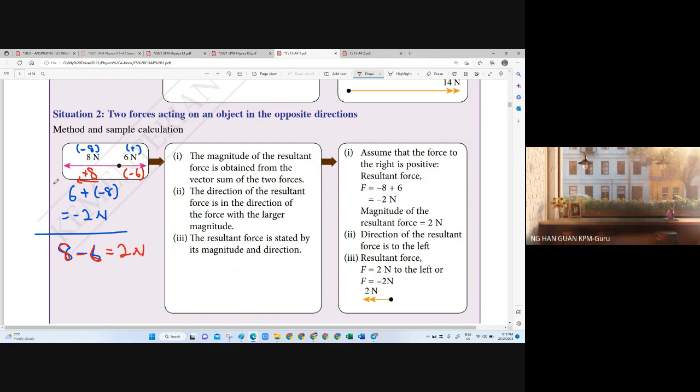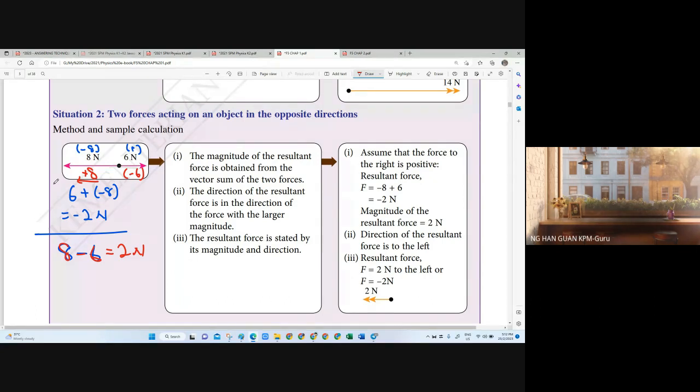So it happened in the past year also. When a question like this is asked in Paper 1, and you look at the answer options, there's one positive 2 and one negative 2. In that case, you have to follow the common assumption, which is to the right is positive, to the left is negative. You cannot simply change it. Therefore, the only acceptable answer will be negative 2.